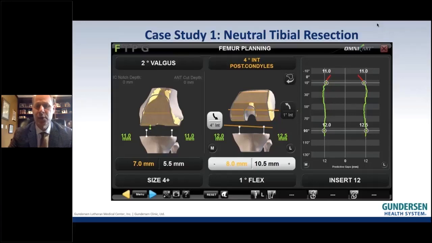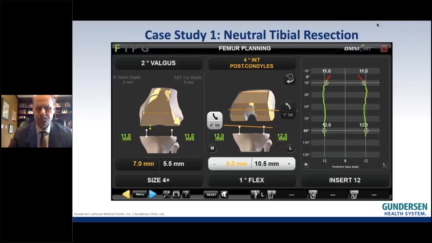I'm also very comfortable cutting it in 4 degrees of internal rotation, which sounds crazy, but if you're going to be a gap balancer, then you have to do either the soft tissue release or the bony cuts. Now, the first time I did this, I will be honest, I did it with some trepidation. Looking at those numbers was a little daunting to me initially. And fortunately, it came after I had become accustomed to the system, to the software, to the instrumentation.